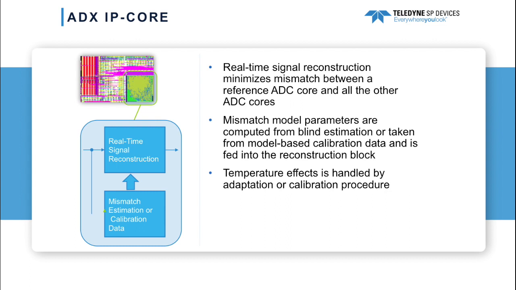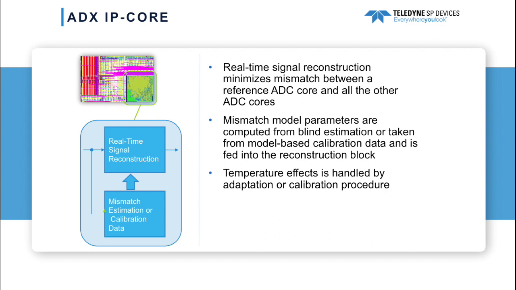Looking a little deeper into how ADX works, the IP core uses a time variable interpolator that recomputes the sample values such that they are free of mismatch. This part of the signal processing is run in real time in the block diagram shown as the real-time signal reconstruction. In order for this reconstruction to produce an error-free signal out of the input signal containing mismatch errors, the real-time interpolator needs a model of the mismatch provided by one additional block. This block either estimates the mismatch model parameters using the ADC array output signal or contains calibration data stored in the production of the device.